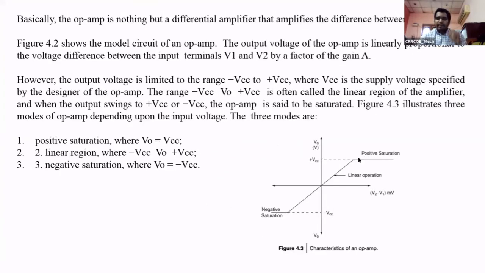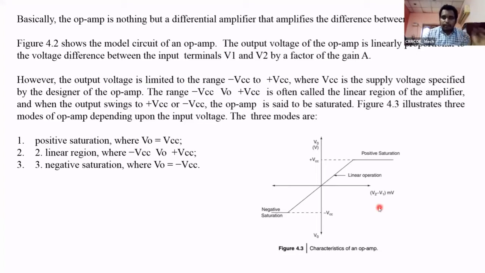Next, we see the characteristics of the operational amplifier. Actually, the ideal op amp has infinite gain, but in practical conditions the gain is limited because of the biasing voltage, meaning supply voltage. The output voltage always lies between these two supply voltages, the positive supply voltage and the negative supply voltage.